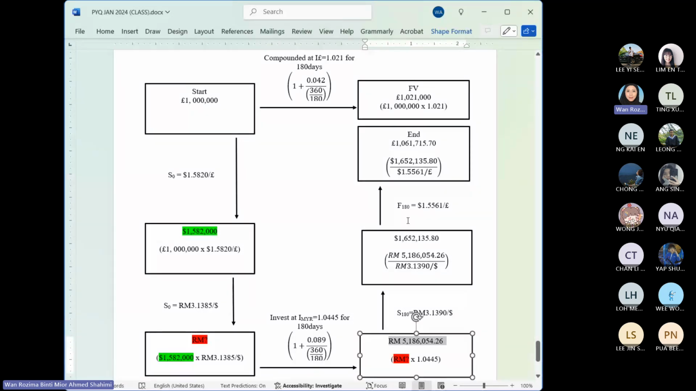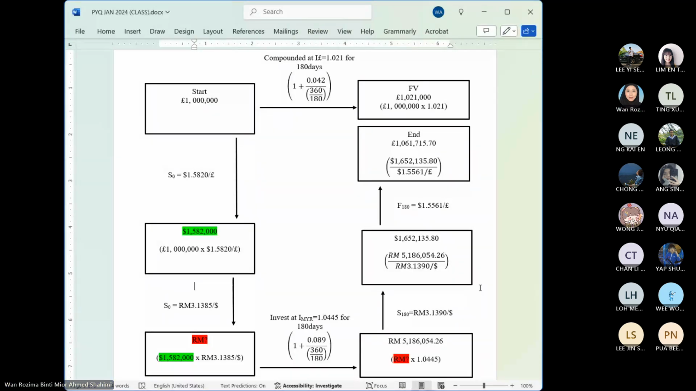Then after that, let me explain about the flow. Once you get this, convert back to USD by using the future spot rate. So the future spot rate: sell Malaysian ringgit and buy USD.